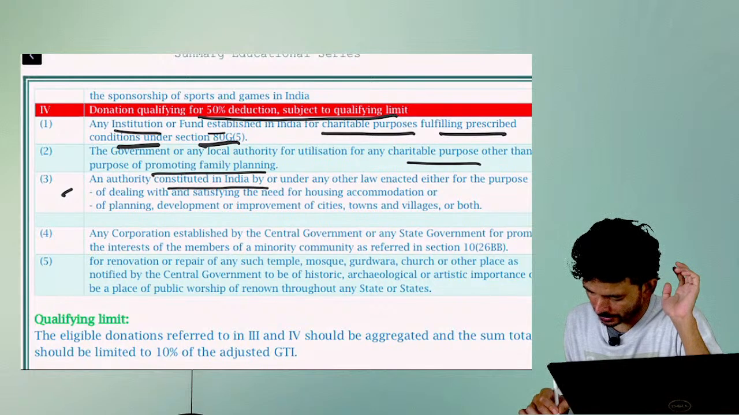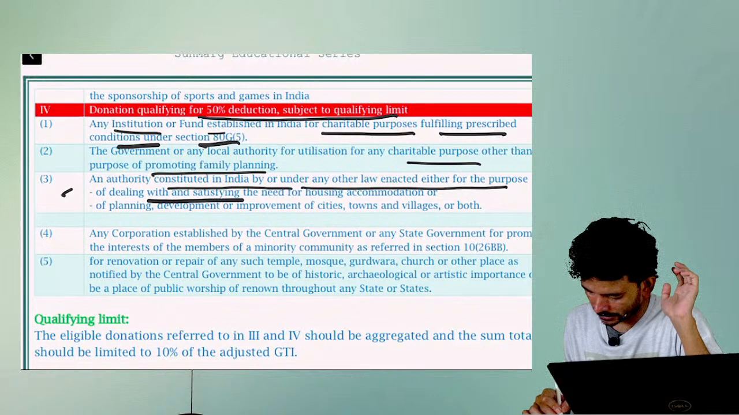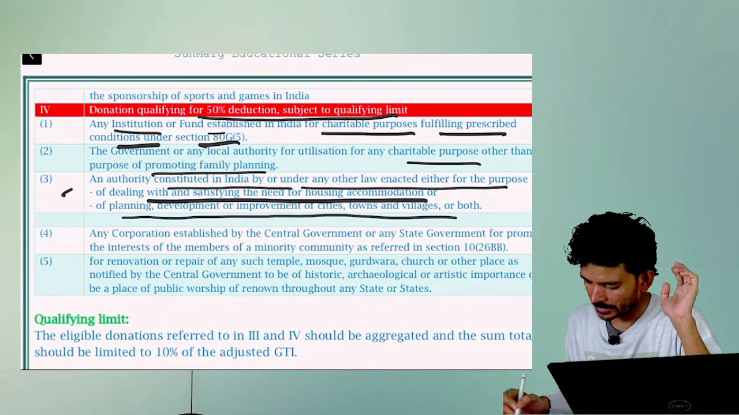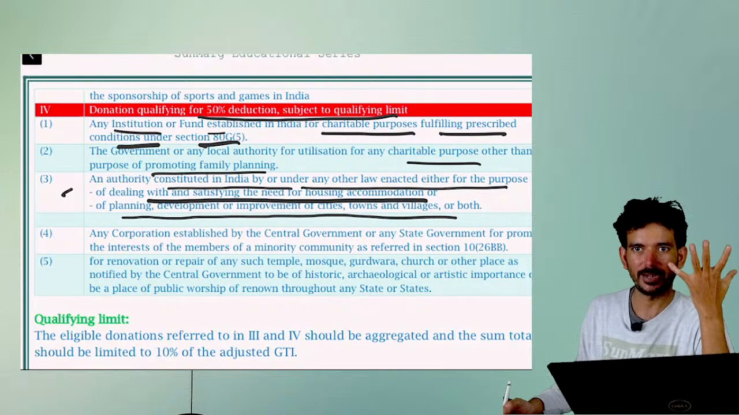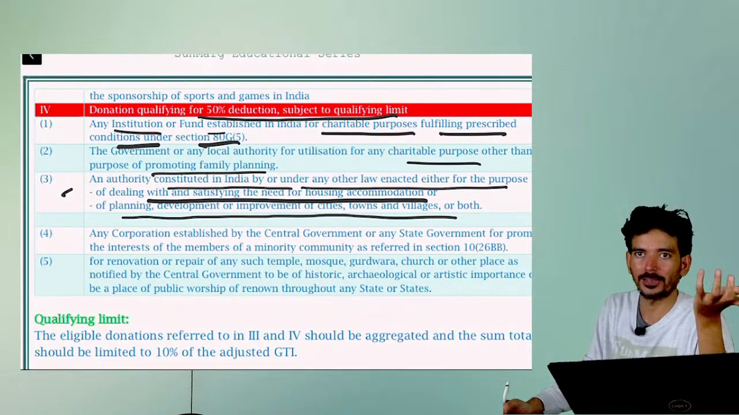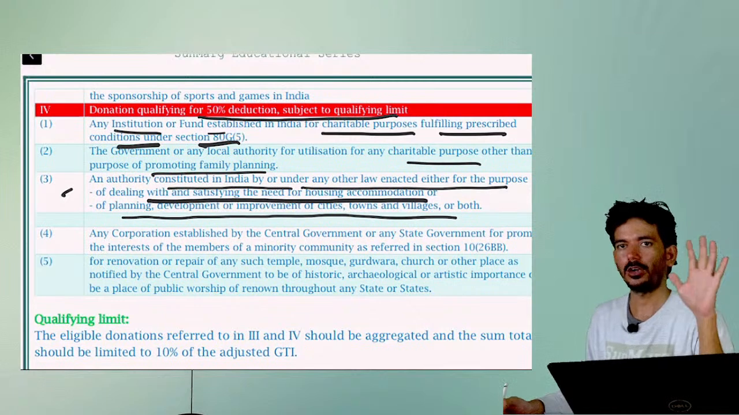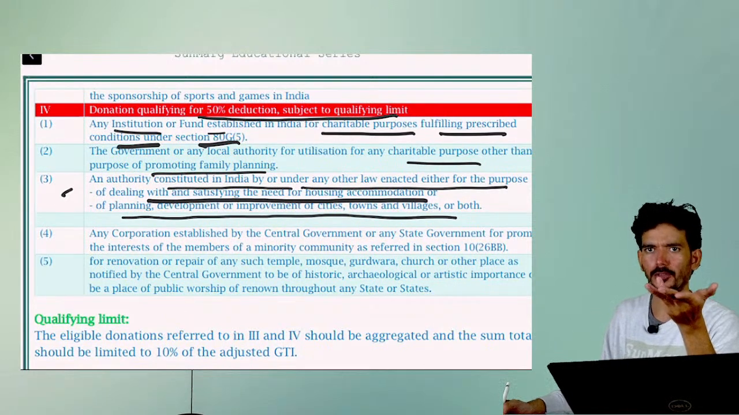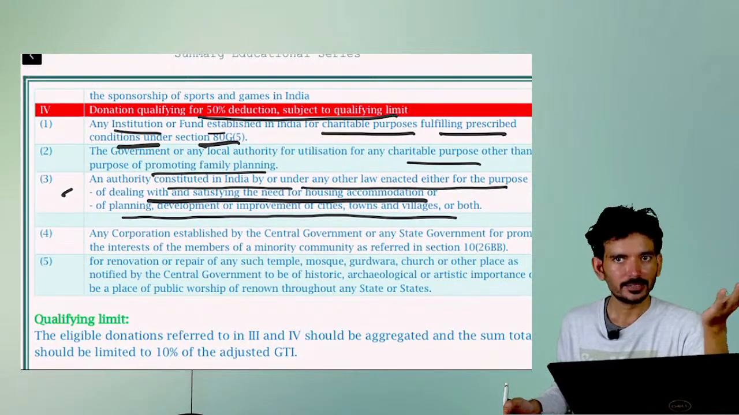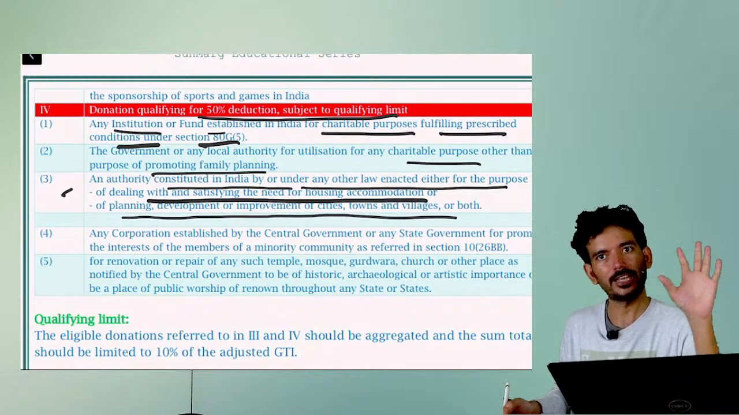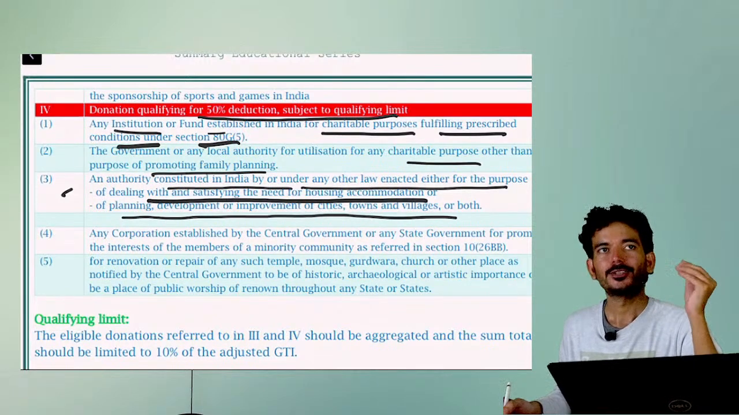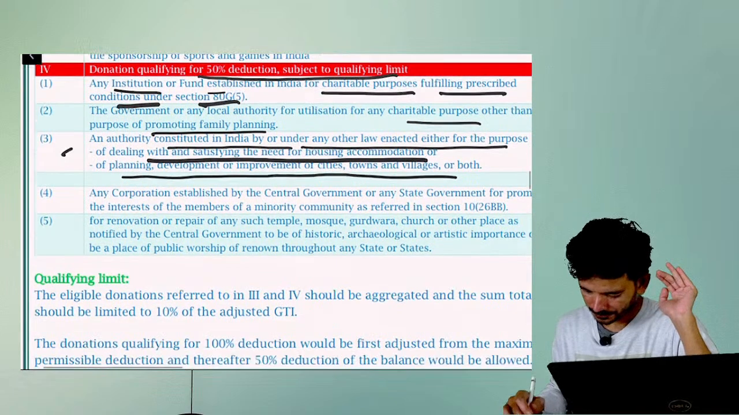Authority constituted in India by or under any other law enacted either for the purpose of dealing with or satisfying the need of housing, accommodation or planning, development and improvement of cities. Now cities are spreading, right? So we need proper town plans for that. So that is also one authority they are constituting, and you are contributing anything to it. That is not that important because they charge a lot of registration fees and they will have their own money set up, right? So 50% with the limit.